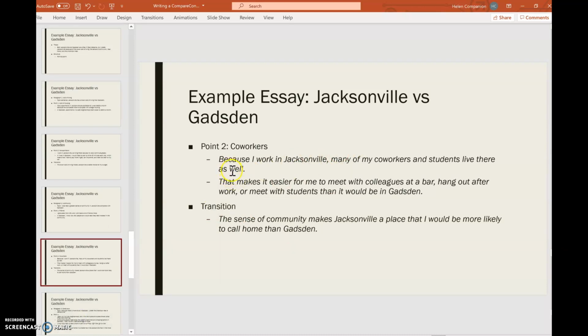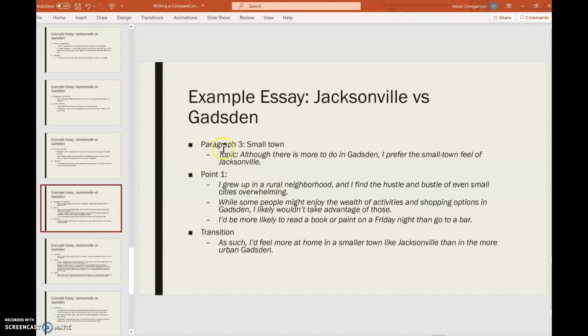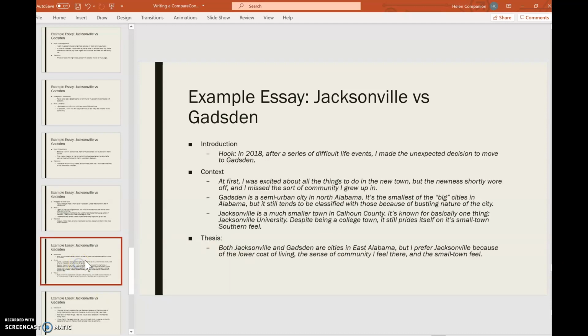And then I also talk about coworkers. Because I work in Jacksonville, many of my coworkers and students live there as well, which makes it easier for me to meet colleagues in a bar, hang out after work, or meet students than it would be in Gadsden. And the transition is: the sense of community makes Jacksonville a place that I would be more likely to call home than Gadsden. This thing will time out at 15 minutes, so I'm trying to go quickly. Third thing, same deal, except I'm doing small town. I grew up in a rural neighborhood, so this is my first point. Transition. I'll give you a couple seconds to read it.